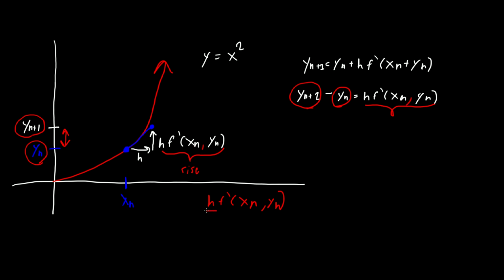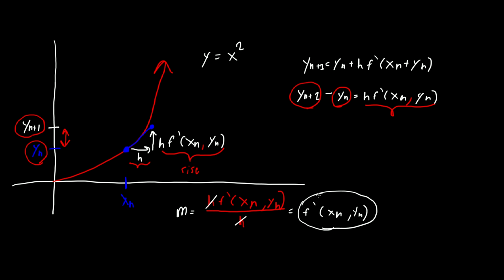And then this will be divided by the run. And the run is right here. It's how much we moved and traveled on the x-axis. So then it's going to be divided by h. So the slope m will be equal to this. And we can actually cancel out the h. So this ends up being simply f prime of x sub n, y sub n. So this is what's going to determine our slope every single time.